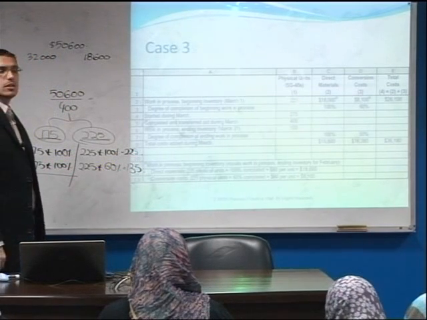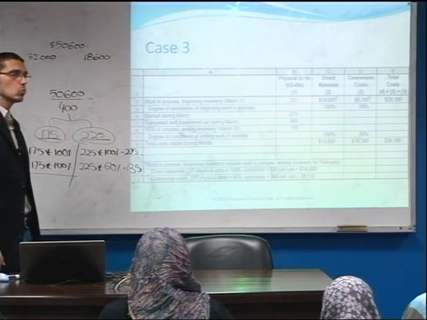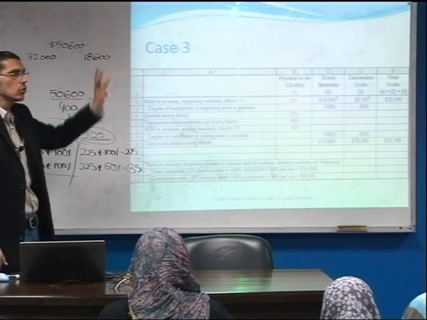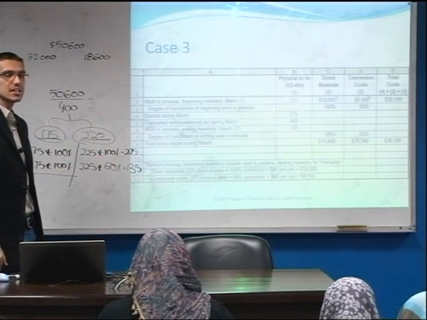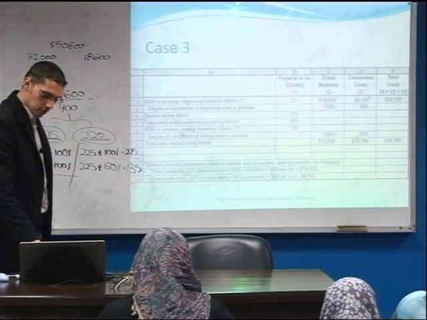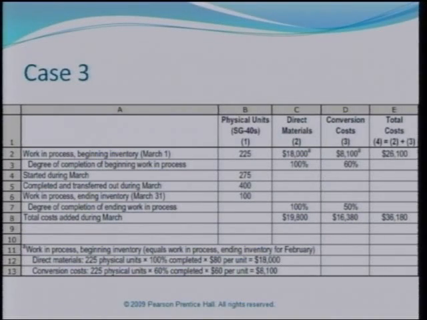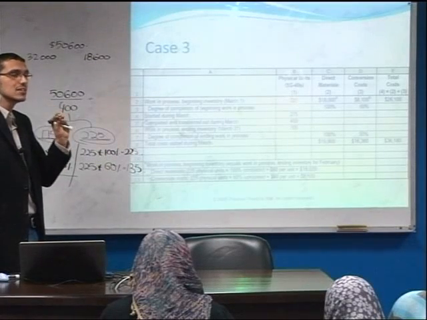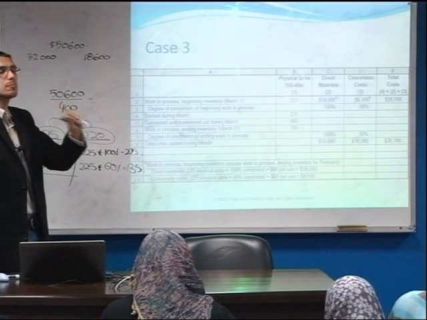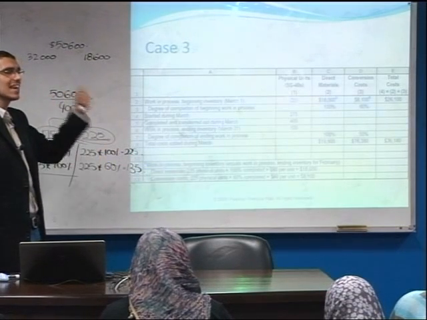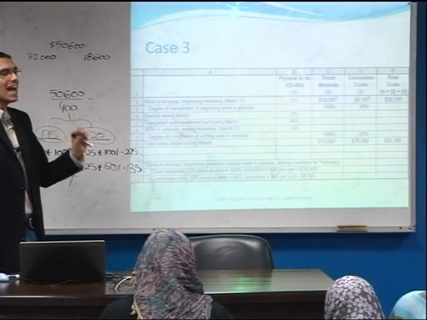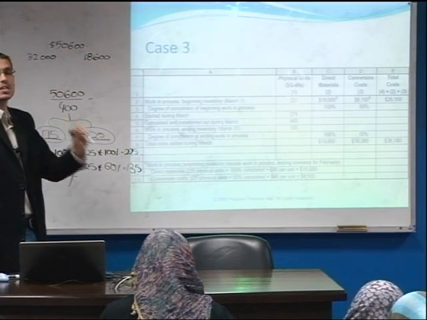Now let us consider the last scenario, which is the most complicated of all three scenarios. Of course, as we said, case number 3 would have a beginning work in process inventory and also an ending work in process inventory. If we have an ending work in process inventory, this means that we are going to use the 5-step procedure. Therefore, case number 3 and case number 2 are similar in that both will use the same 5-step procedure.